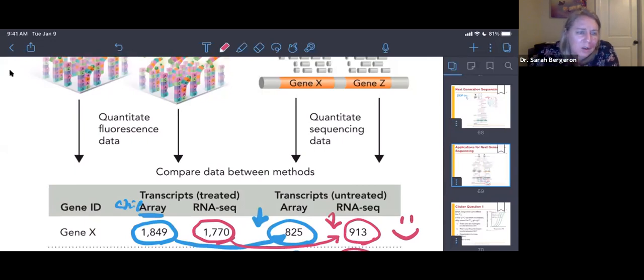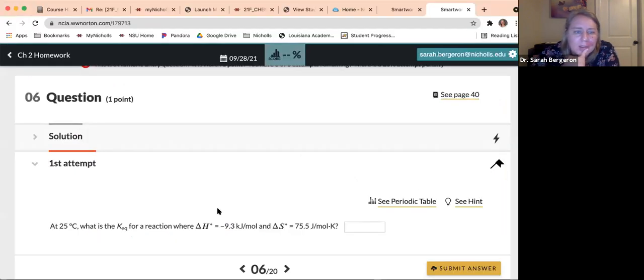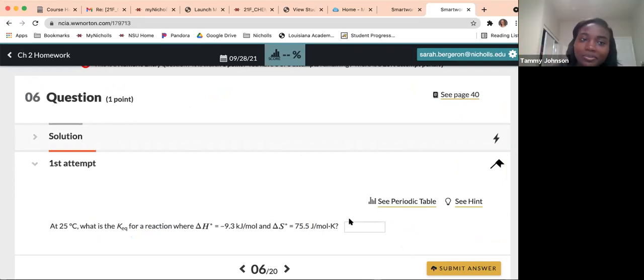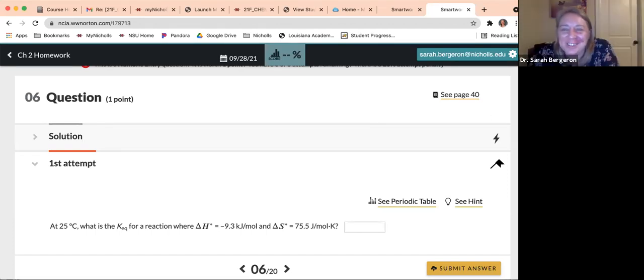Okay, so I have, it's a K equilibrium problem for number 6. Let me share this. So this is what I have for chapter 6. Tammy, is this the one you were thinking of? Yes, ma'am. I said Gibbs free energy, but sorry. That's okay. I was just like, I must be on the wrong thing.